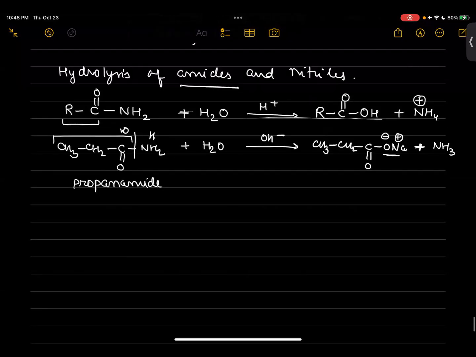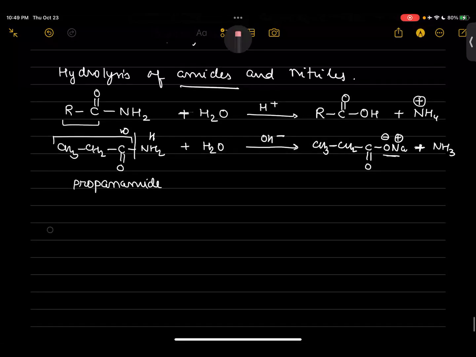Similarly, you can hydrolyze the nitriles. The CN group, we have already used them in the conversion and we have hydrolyzed them. Okay. Hydrolysis of CN in excess amount of water. Okay. For example, this is CH3CN.